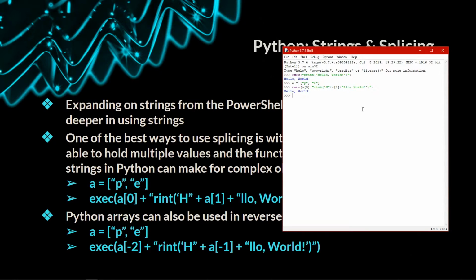The cool thing about Python arrays is that you can also index them backwards. So we can copy our first execute statement over here and use -2 and -1. If we run that, it'll also run. The reason it works is that instead of starting at index 0, we start on the other end. This is -1, and this is -2. So -2 will grab the P, and -1 will grab the E.